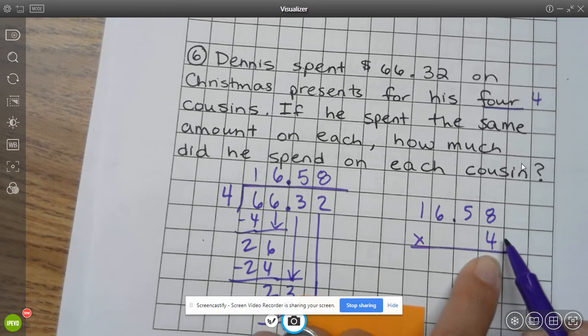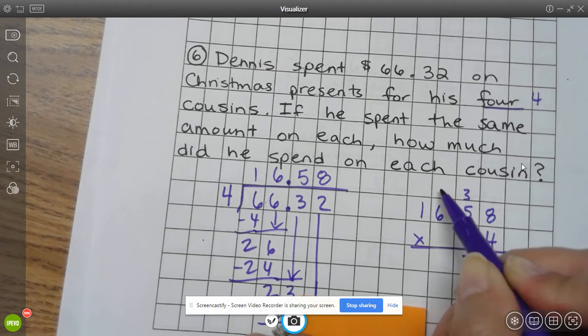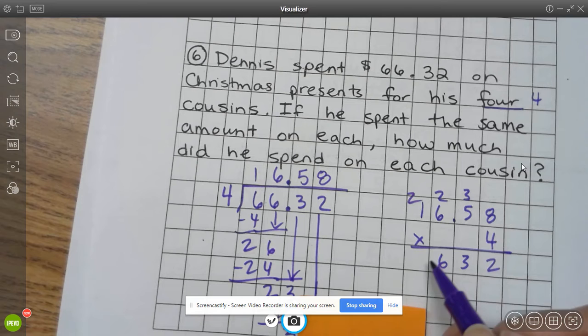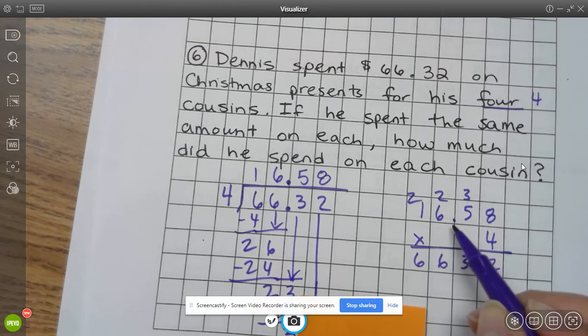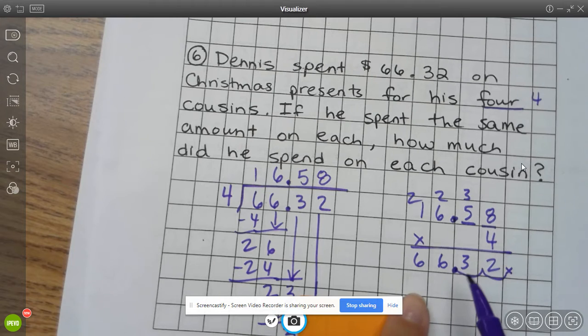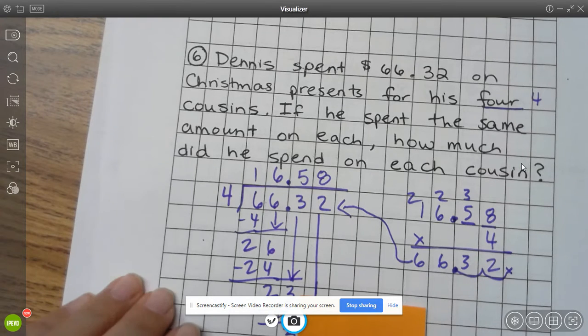Okay, I put my 4 over here, and then I multiply. 32, that's 23, that's 24, 25, 26, 4, 5, 6. Now, I have to add in my decimal. I count the number of decimals to the right, or the number of numbers to the right of all decimals. I don't have any decimals here, so I have 1, 2. Start here, move it over 2 times. 1, 2. What do you know? $66.32 is $66.32.